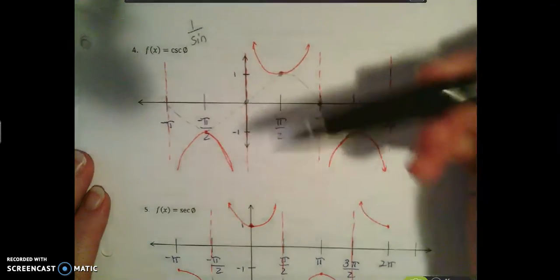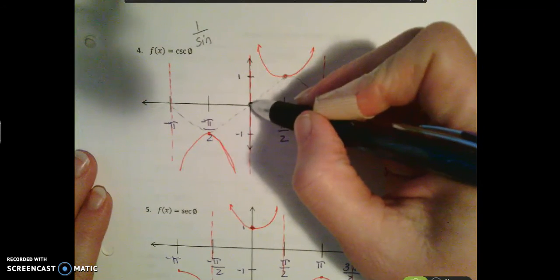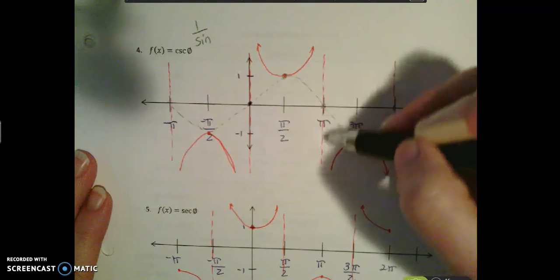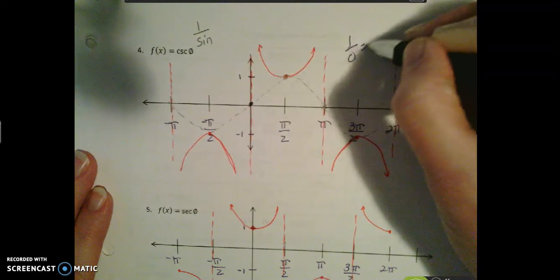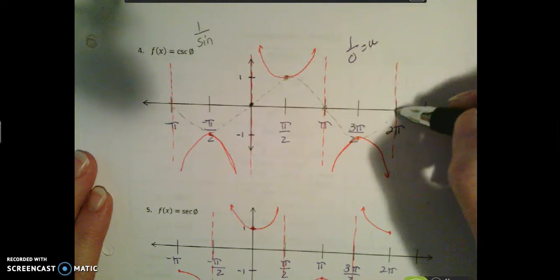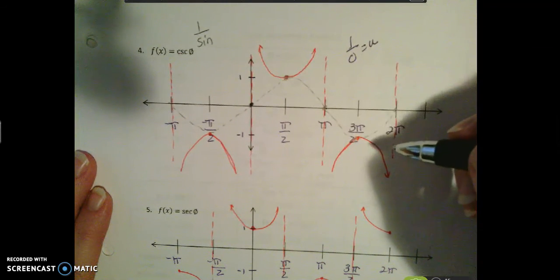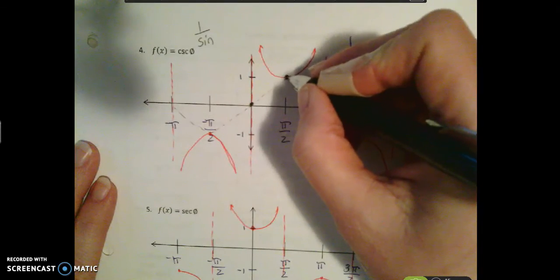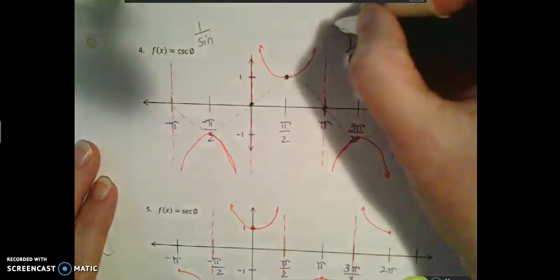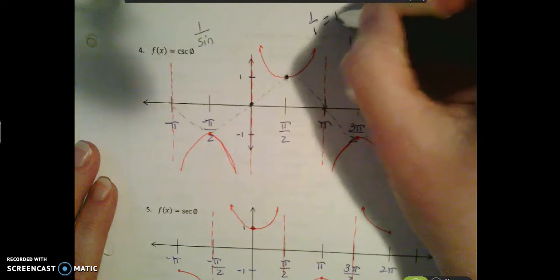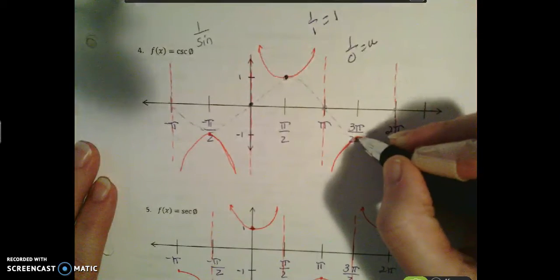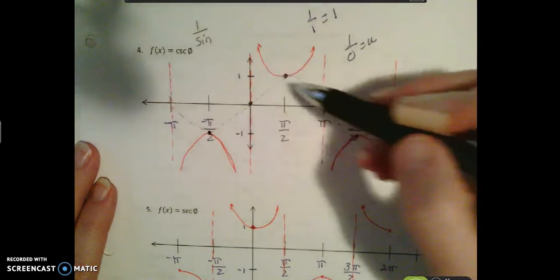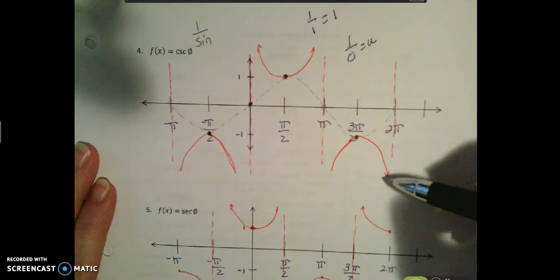So notice what happens is that when sine is 0, I have an asymptote, because 1 divided by 0 is undefined. Okay, so that's why we've got those asymptotes in there. Now then what happens is that at pi over 2, sine is 1. So 1 divided by 1 is 1. So I've got 1 here, I've got -1 and -1. So the curve ends up coming up here and down here like a bowl.